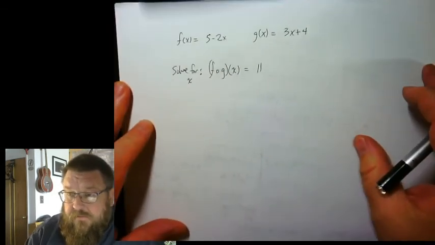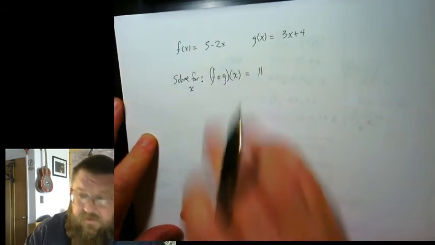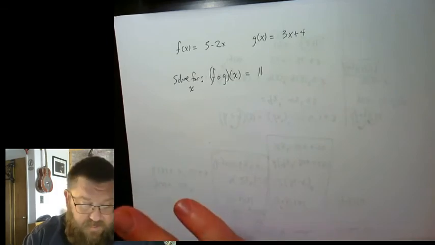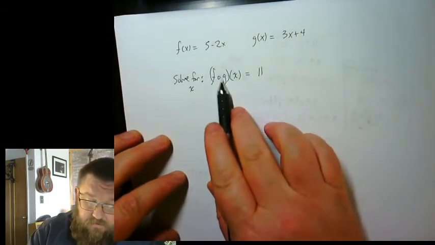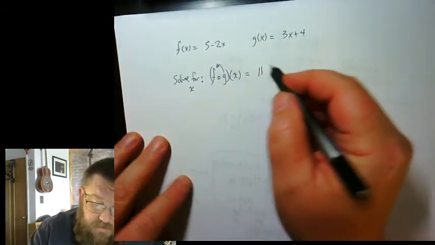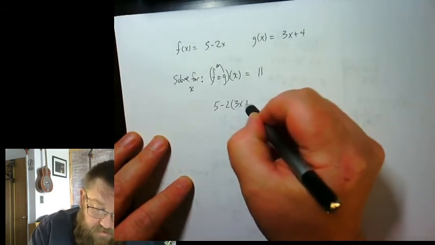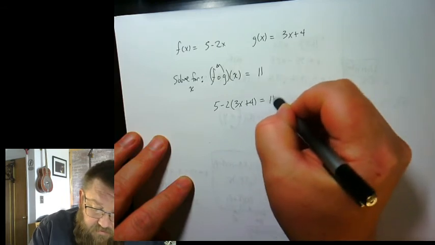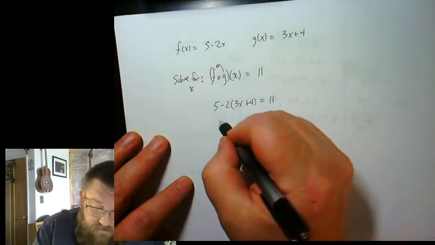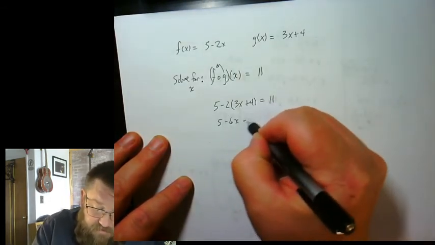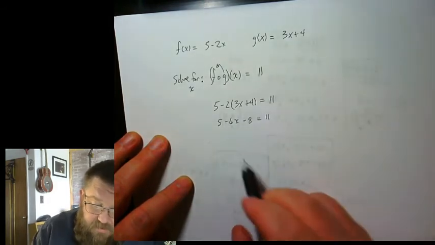Well, here's what you'd do. You'd first figure out what this is, and then you'd set that equal to 11. So let's do that first. So here, you gotta take g, plug it into f. So 5 minus 2 times 3x plus 4 equals 11. Now we have to solve that. So that's no big deal. 5 minus 6x minus 8 equals 11.